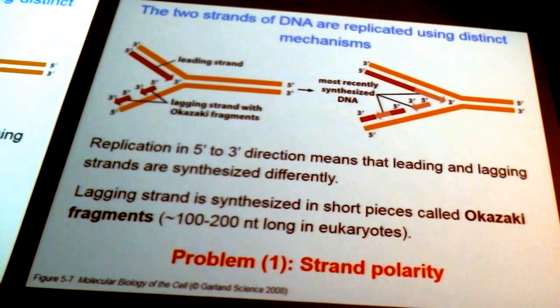Okay? The second problem, going back to this polarity that comes up, is if you have two strands, one that's going left to right, 5 to 3, and the other that's going left to right, 3 to 5, and yet replication must happen always 5' to 3', it must happen differently in the two strands. Okay?